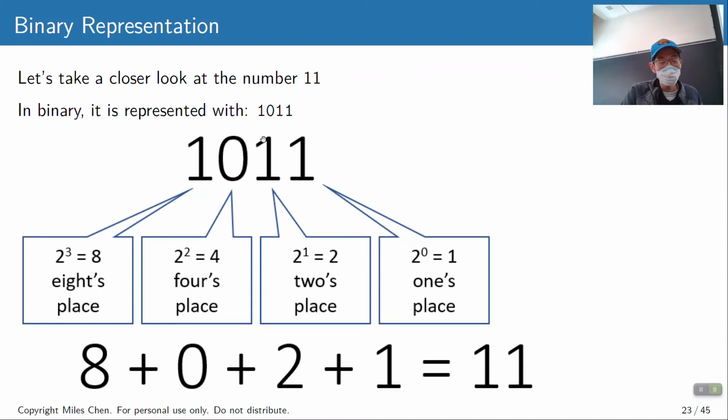And so again, looking at the number 1011, this represents 11. We have 2 to the third, you have a 1 in the eighths place, so you have an 8. We have a 0 in the fours place, so that would be a plus 0. A 1 in the twos place, so that's a plus 2, and a 1 in the ones place is a 1, and so this would be the representation of 11.